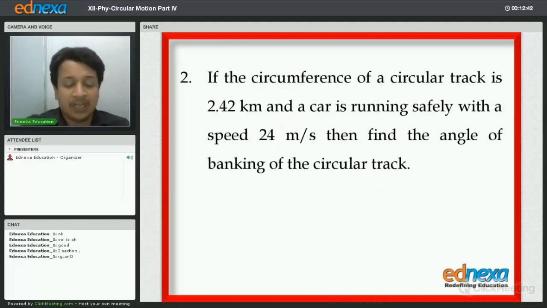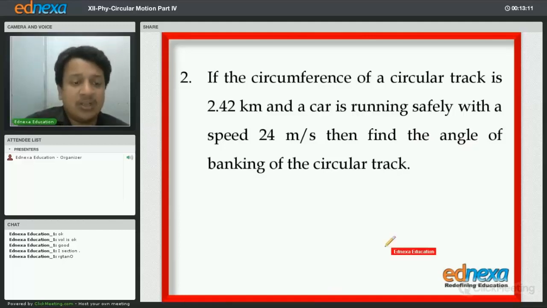Okay, let's proceed further and solve the next numerical, which is on your screen. If the circumference of a circular track is 2.42 kilometer and a car is running safely with speed 24 meter per second, find the angle of banking of the circular track. Can you tell me the formula for angle of banking? What is the formula for angle of banking?